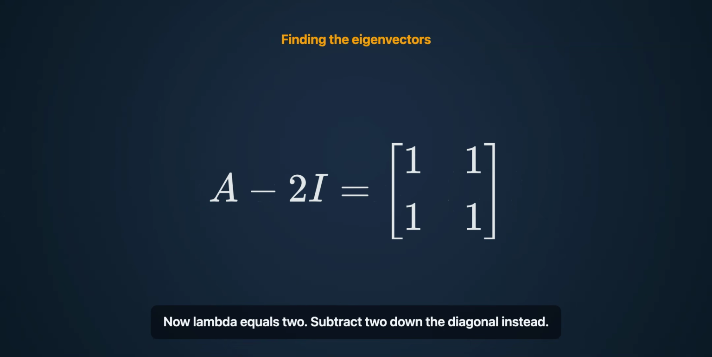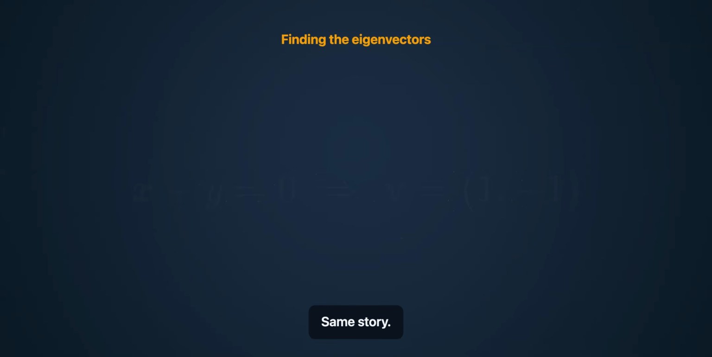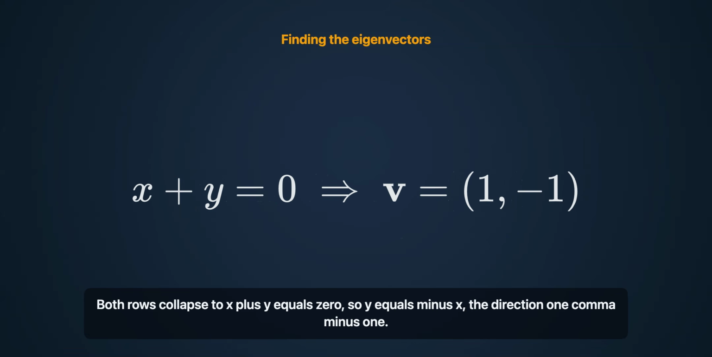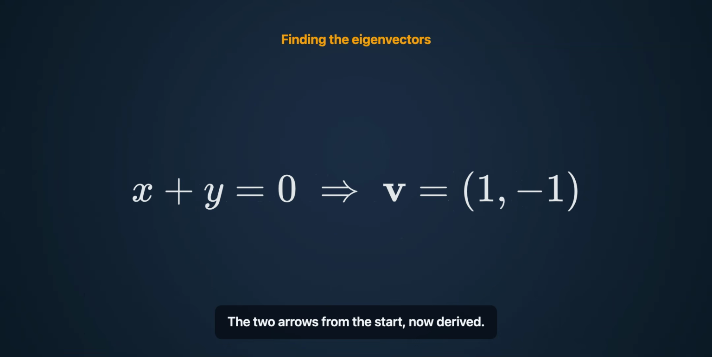Now lambda equals 2, subtract 2 down the diagonal instead. Same story. Both rows collapse to x plus y equals 0, so y equals minus x, the direction 1, minus 1. The 2 arrows from the start, now derived.